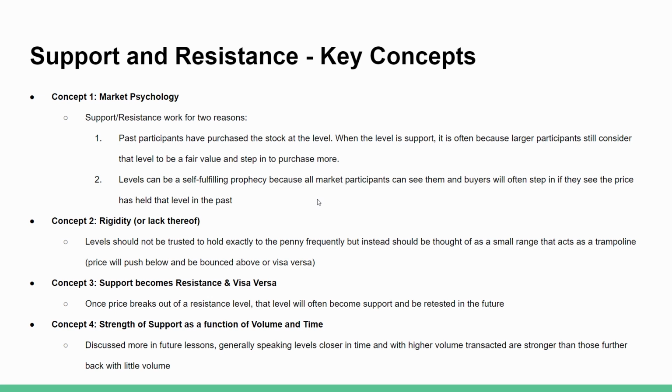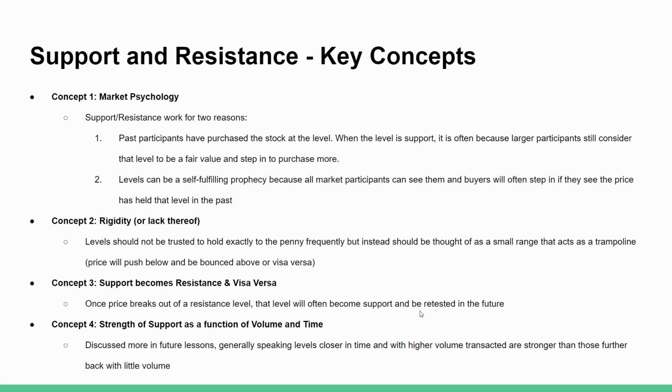So that's concept 1. Concept 2 is about rigidity, or a lack thereof. These levels should not be trusted in most situations to hold exactly to the penny, but instead you can think of them kind of as a trampoline. The price will push below and be bounced above, or vice versa. Concept 3 is that support becomes resistance, and resistance ultimately becomes support. Once a price level breaks out of a resistance, it will often retest that resistance level, which will then become support and be retested in the future.